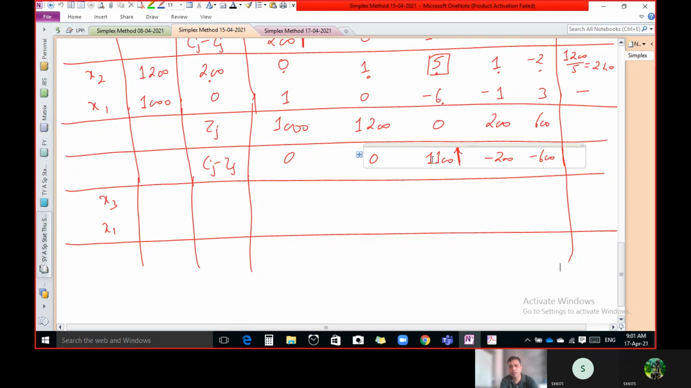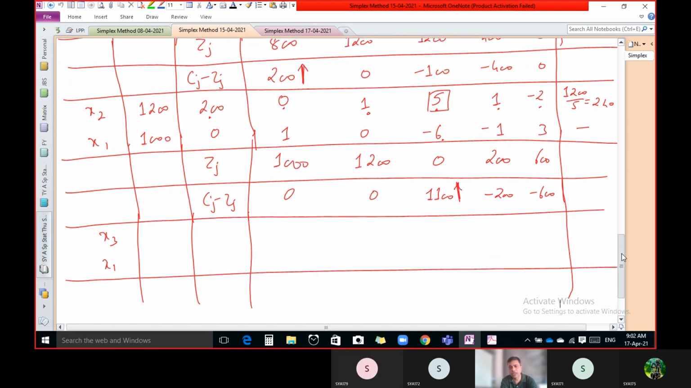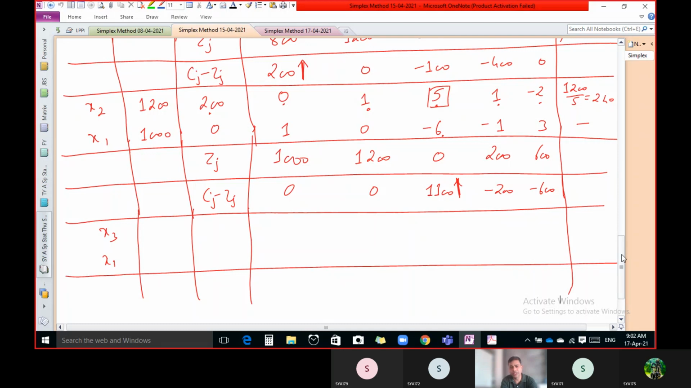If there is more than one value, then you have to select the maximum one. If the maximum value occurs at more than one place, you can select any one randomly. After that, the corresponding column becomes the key column and the corresponding variable will enter the basis. So this third variable, x3, will enter the basis.